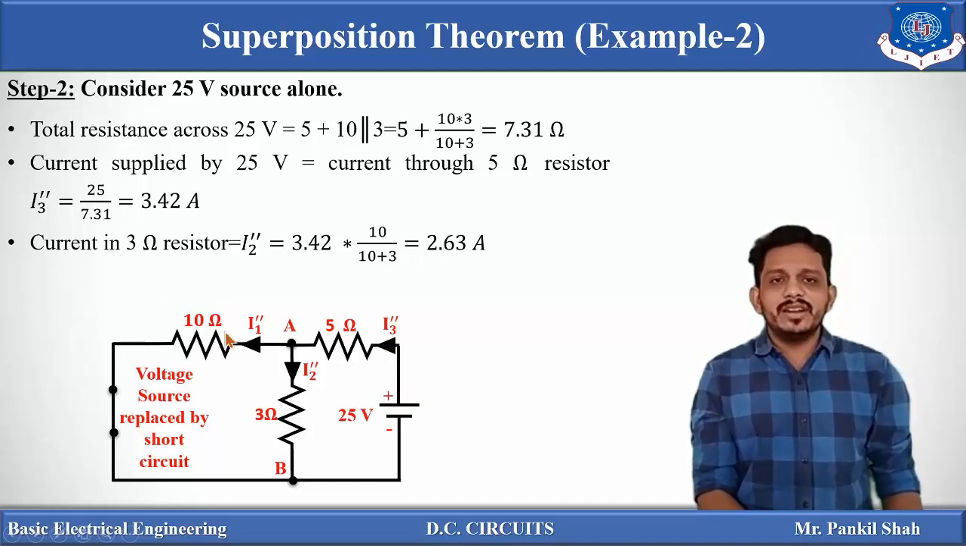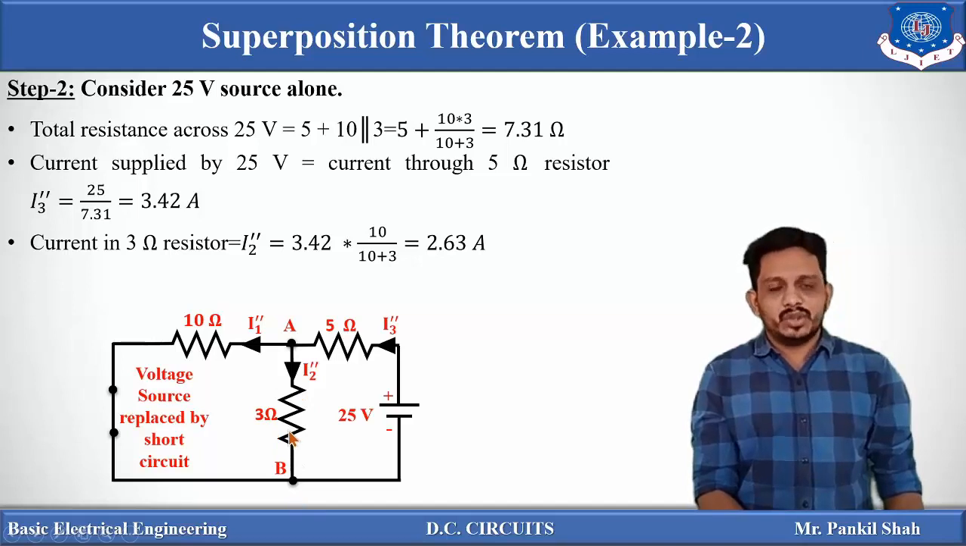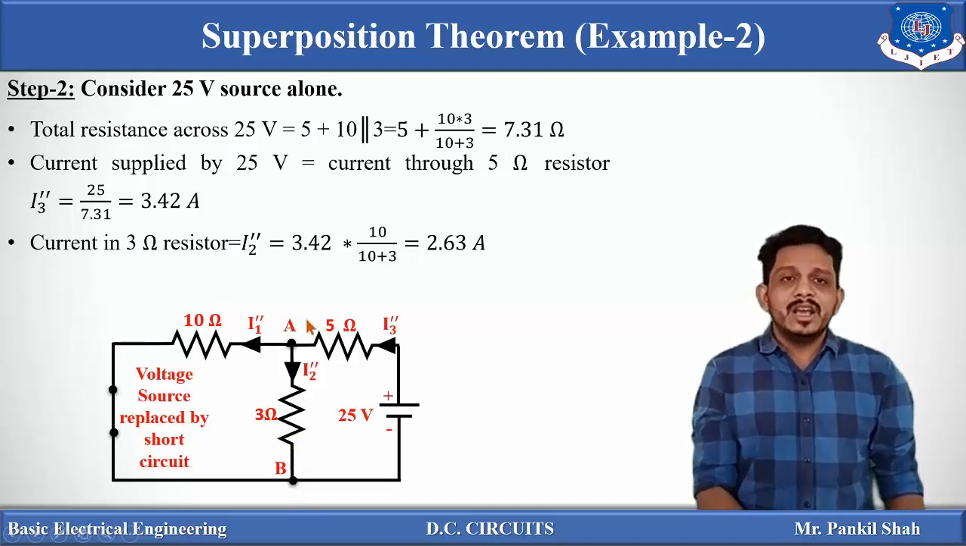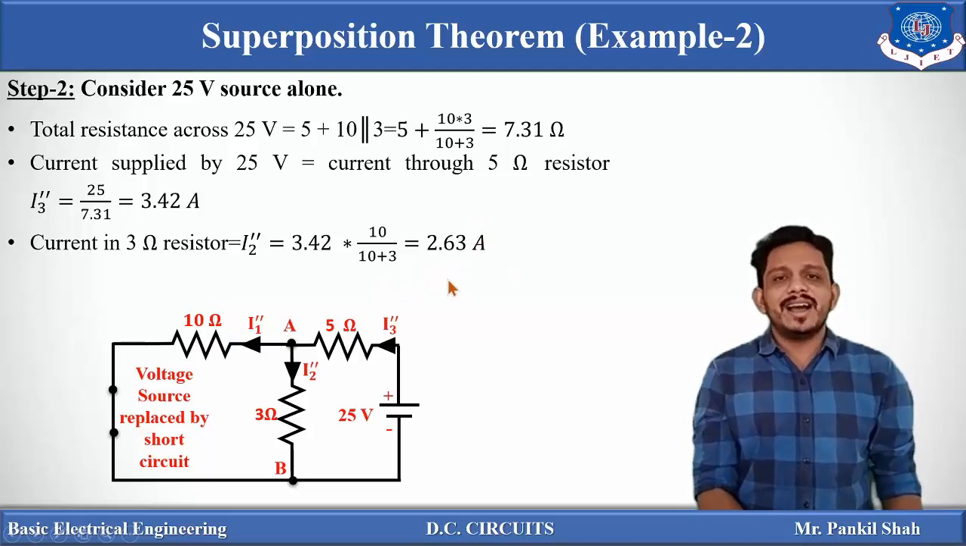Now this total current is distributed into two parts, so by applying the current divider you can find the current flowing through both branches. If you want to find the current flowing through this 3 ohm branch, that is I2 double dash, then first you have to put the total current, that is 3.42, into the opposite resistance, that is 10 upon 10 plus 3, that is 13. So you get the answer as 2.63 ampere.